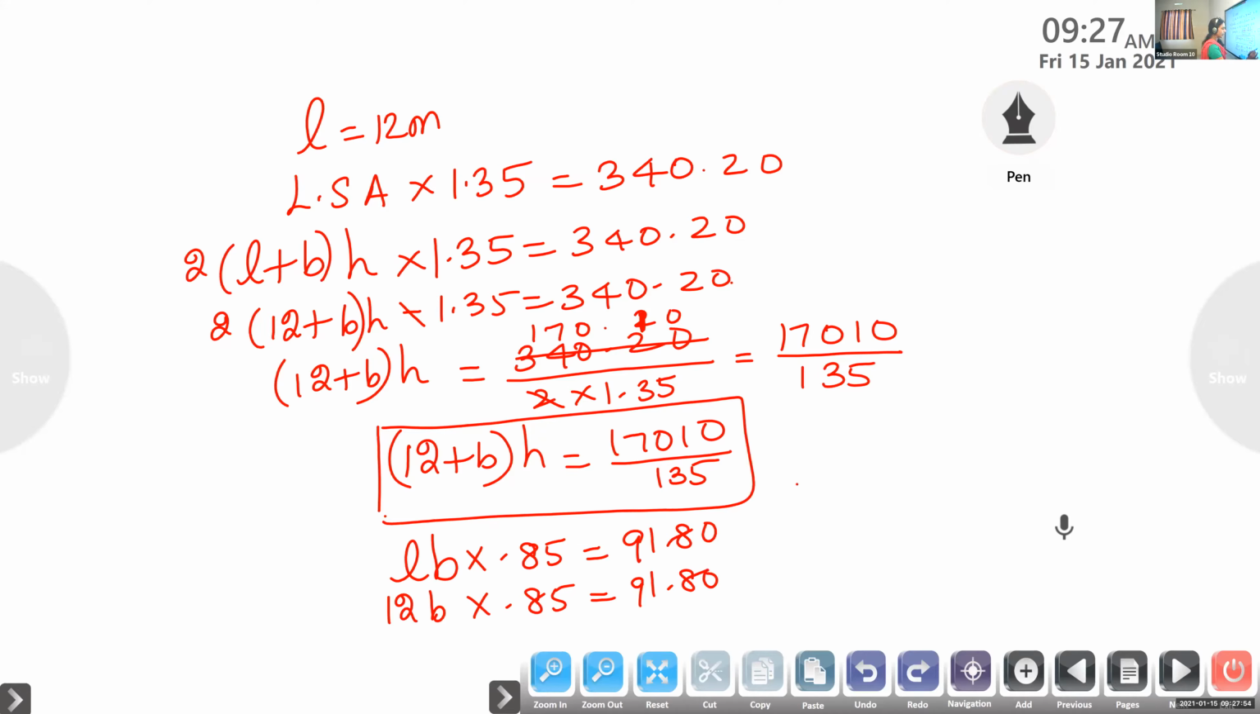is 91.80. From here, can you calculate what the breadth is? What will be the breadth? 91.80 by 12 into 0.85. On simplifying, we will get the breadth. Here also you can multiply by 100, isn't it? 9180 by 12 into 85. Simplify this, find out what the breadth is. After finding the breadth, substitute it here, and you will get the height. Do you understand? Is it clear, children?